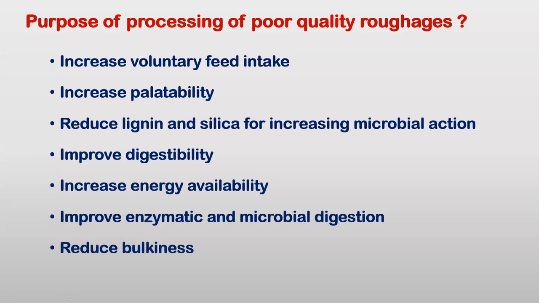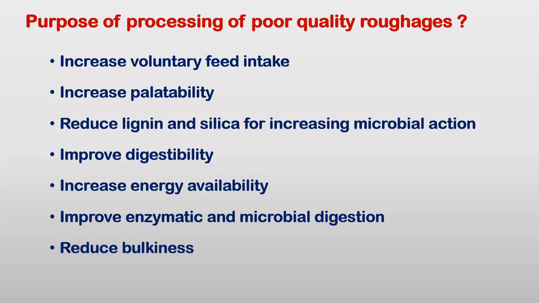So, first I would like to say what are the purposes of processing of poor quality roughages. Why do we process them? What is the need of processing poor quality roughages? There are some points which you have to remember. The first point is increased voluntary feeding. When we process poor quality roughages, it will definitely increase the voluntary feeding of that roughage by the animals. It will also increase the palatability of that poor quality roughage.